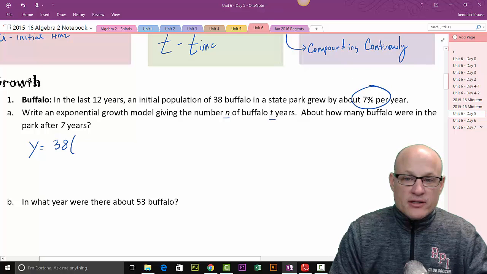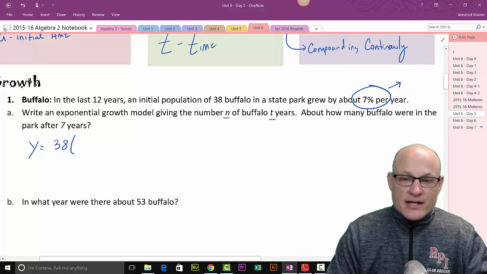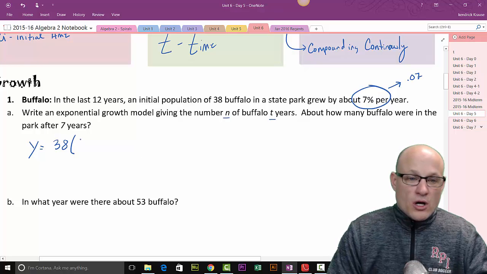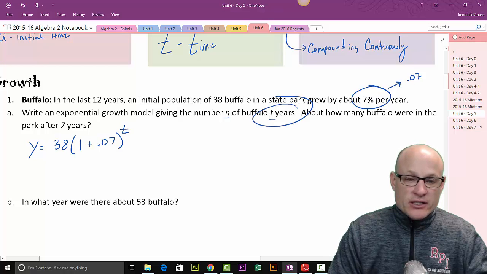Now this is the tricky part. 7% as a decimal is not 0.7. It's 0.07. So 1 plus 0.07 raised to the t. T is the time interval, in this case in years.